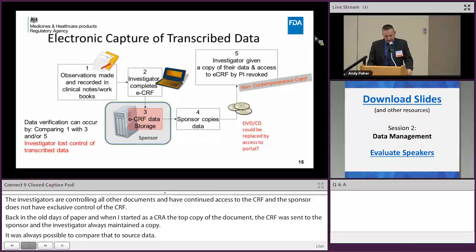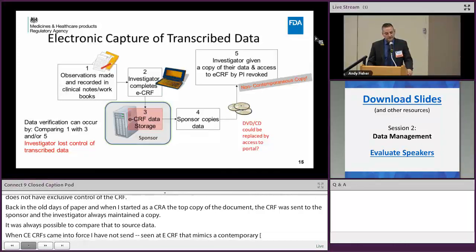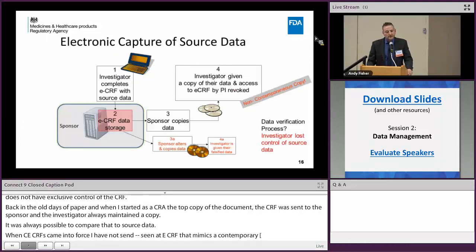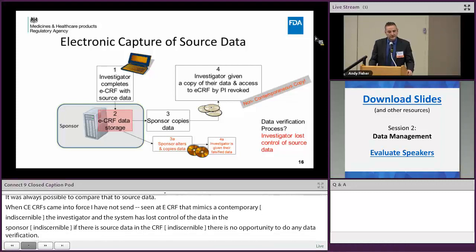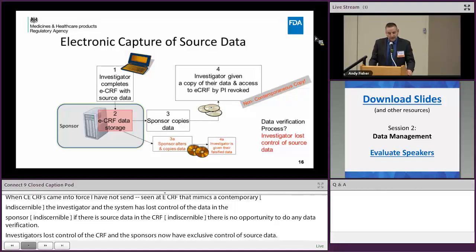So the investigator in this system has lost control of the transcribed data in the CRF, and the sponsor's got that because they have that on their server. If there is source data in the CRF, which is allowed by GCP, as I just stated, there's no opportunity to do any data verification. Investigators lost control of the CRF, and the sponsors now got exclusive control of source data. And so there's an opportunity for any of that data to be changed. So we have the gold discs on the diagram. And this model for eCRF would be unacceptable.